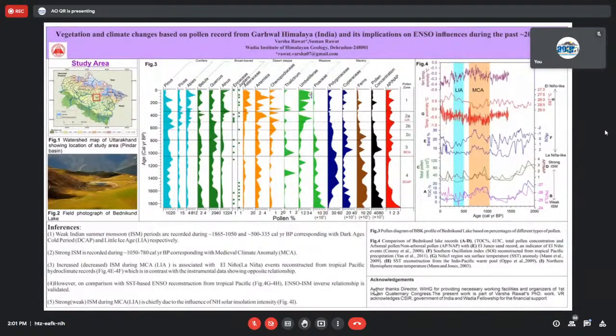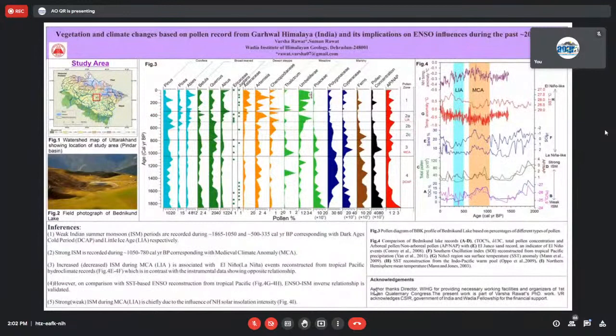And during the little ice age from 500 to around 335 Cal yr BP, very low pollen influx along with low marshy taxa and high desert steppe taxa suggest dry conditions during the weak monsoon during the LIA. We compared these ISM records, especially during the MCA and LIA, with the ENSO records, which are based on SST, sea surface temperature, and also the ENSO records based on precipitation records from the tropical Pacific. SST based ENSO records, which are in graph G and H in figure number 4, suggest that La Nina was prevailing during MCA and El Nino was present during the LIA, which goes well with our strong ISM during MCA and weak ISM during LIA in our ISM record.